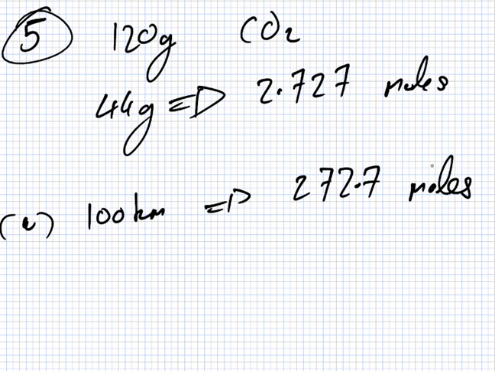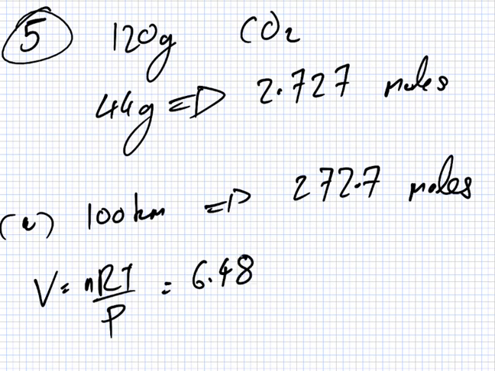And what's the volume? Well, same thing again. V equals nRT over P. So times that, 300 Kelvin again, divided by pressure. 6.48? Or did I type in something wrong?